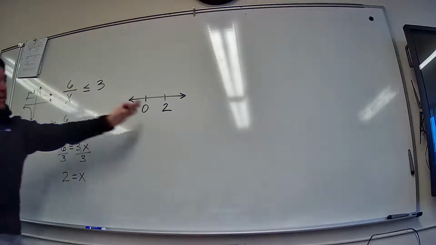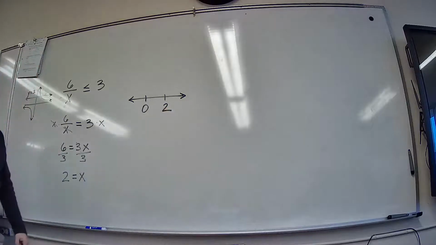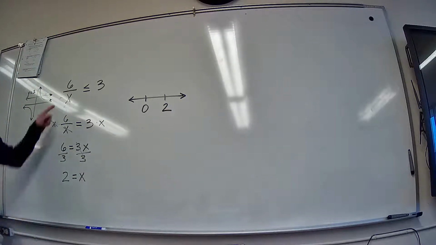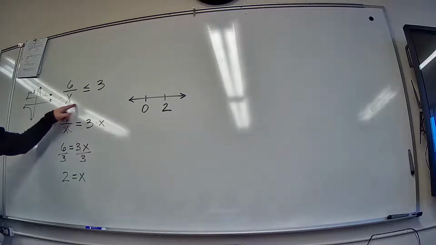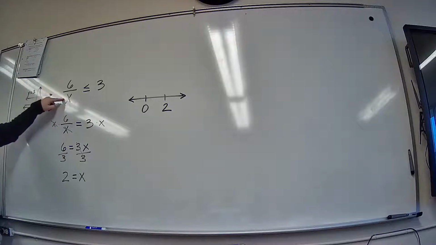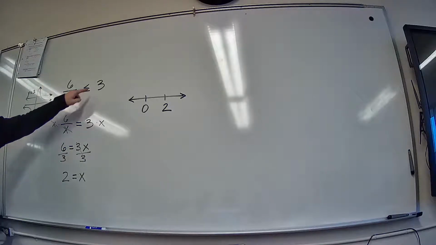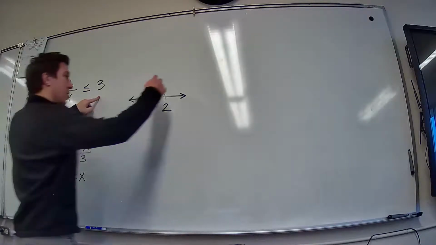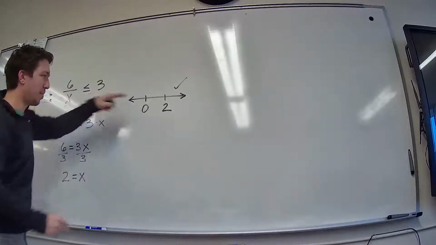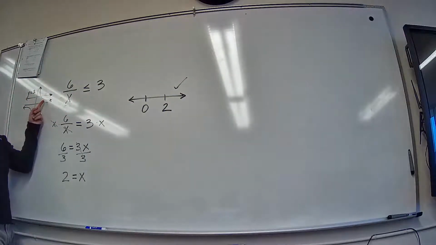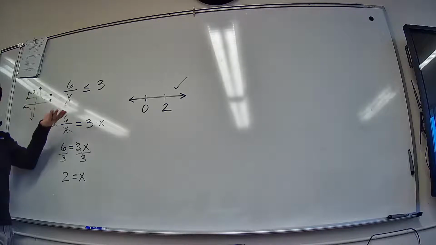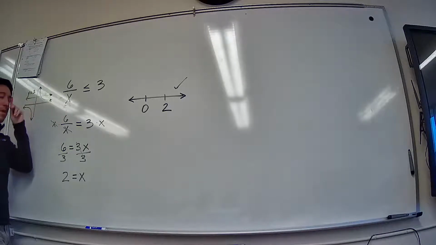All right, let's plug in a number that's bigger than 2. 3 works. Plug in 3. Does it make the statement true or false? True. Divided by 3, you get 2 is less than or equal to 3. That's a true statement. So this region's good. By the way, you see on the graph how to the right of 2, it's lower.